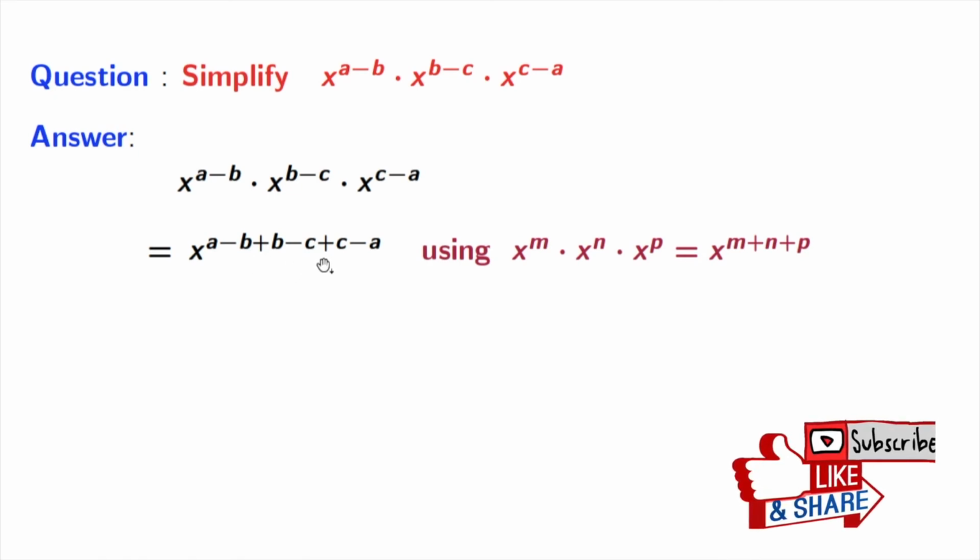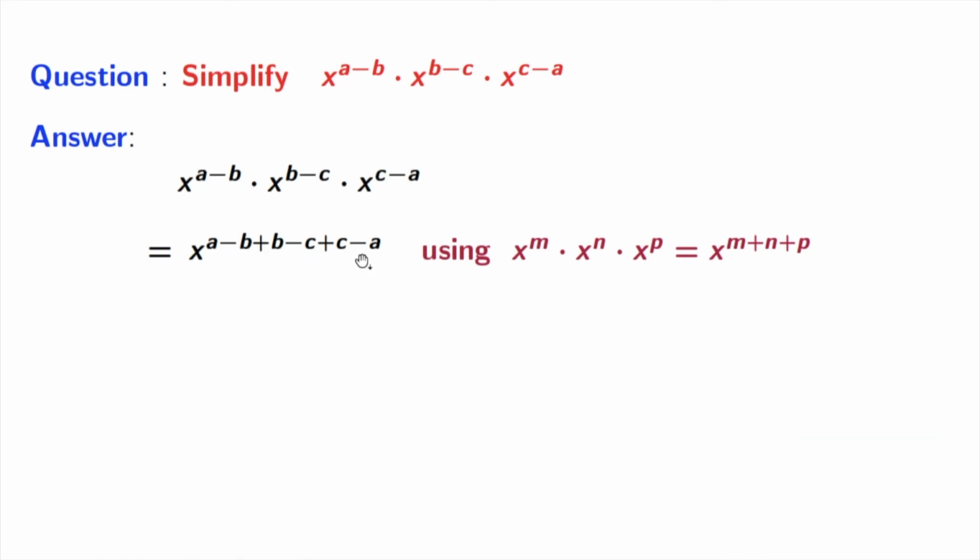Now after simplification of the power, we have 0, and we have x power 0 here, and that means 1, and this is our final answer.